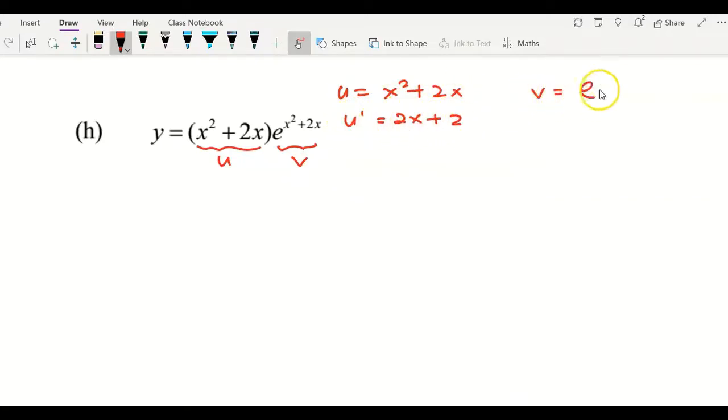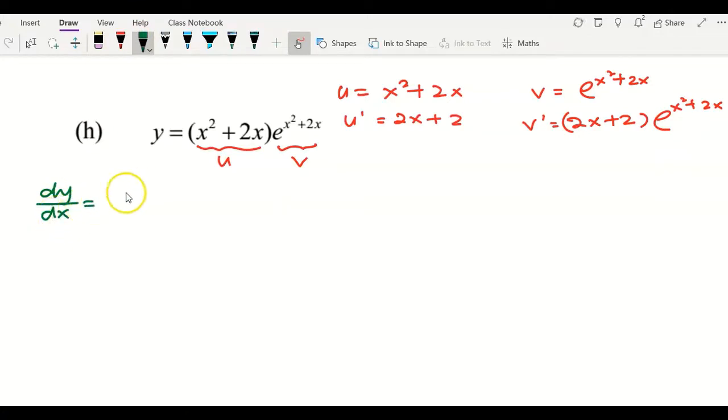And the v equals e power of x squared plus 2x. To get the v prime, you are going to apply the formula, which is differentiate the power, you get 2x plus 2. And this is going to multiply by the function e, which is e^(x squared plus 2x). Alright, then now we move to the product rule. To get your dy/dx, we are going to apply this product rule.